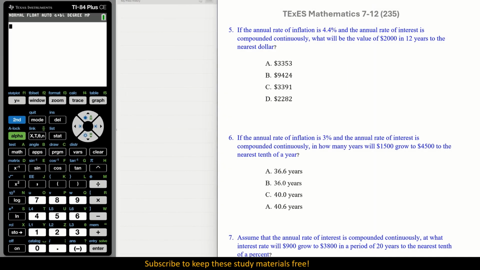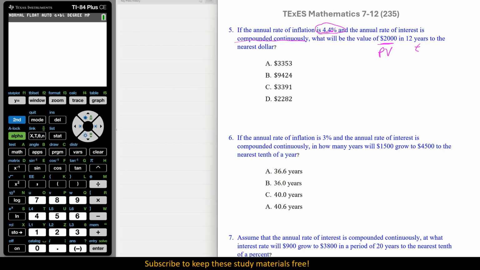Number 5, if the annual rate of inflation is 4.4 and the annual rate of interest is compounded continuously, what will be the value of $2,000 in 12 years to the nearest dollar? Okay, so we've got our time, and this is our PV. We're looking for the FV.